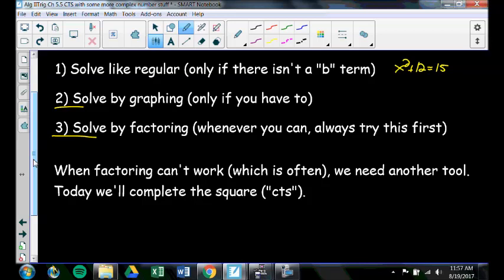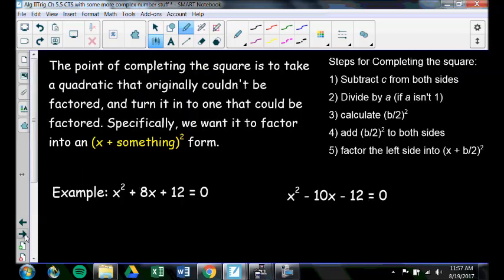So we need another tool. Today we'll talk about that tool. It's called completing the square, or CTS. The point of completing the square is to take a quadratic that originally couldn't be factored and write it in such a way that it can be factored.